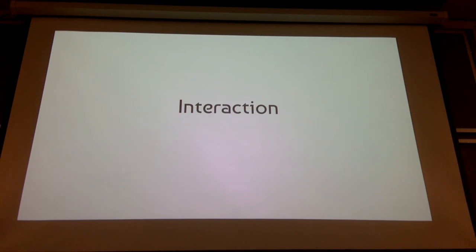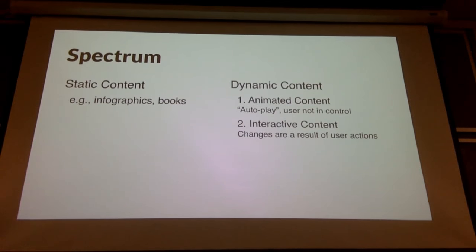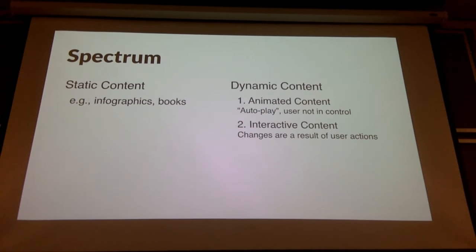Okay, so interaction. Why do we need interaction? Well, we have this spectrum from static content, like infographics in books, to dynamic content. By dynamic content, I also distinguish between animated content, which is basically autoplay, that could be a video, but it could also be animated with JavaScript, so the user is not in control, or truly interactive content where changes are the results of a user action. And we mostly care about this truly interactive piece where the user steers what is going on.